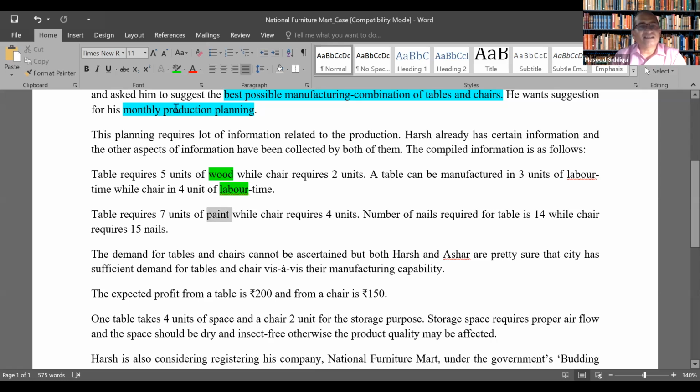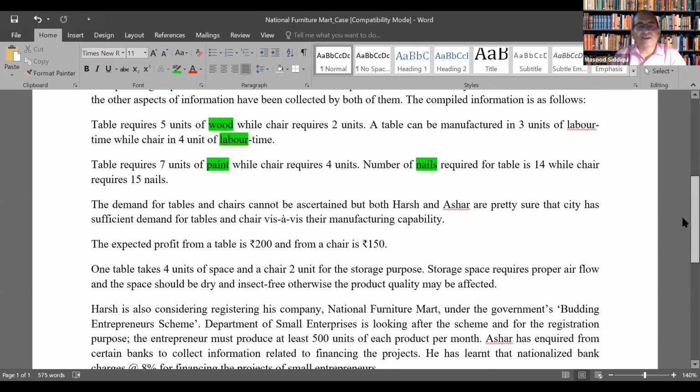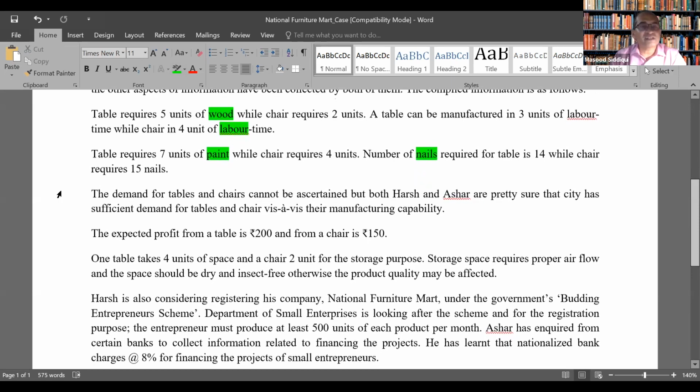So the other thing that is required is the paint. And the next is the number of nails required. So the other raw material that is required is the nails. We move forward. The demand of the tables and chairs cannot be ascertained, but both Harsh and Ashar are pretty sure the city has sufficient demand. Right? So this thing is under consideration, that at present they have sufficient demand vis-a-vis the manufacturing capability. Means all that is manufactured will be sold.